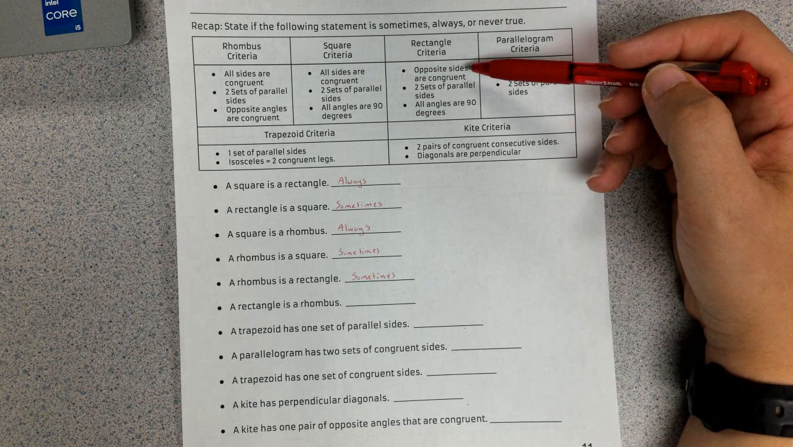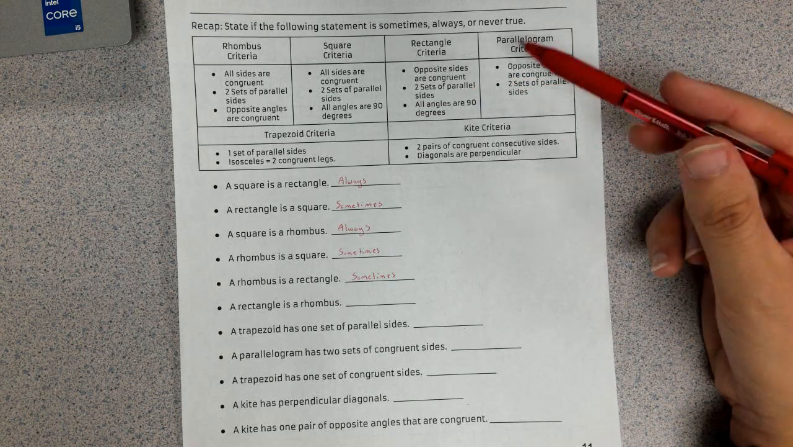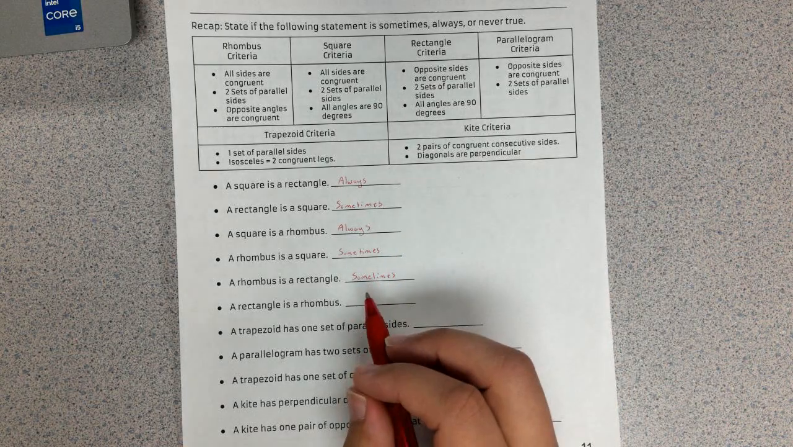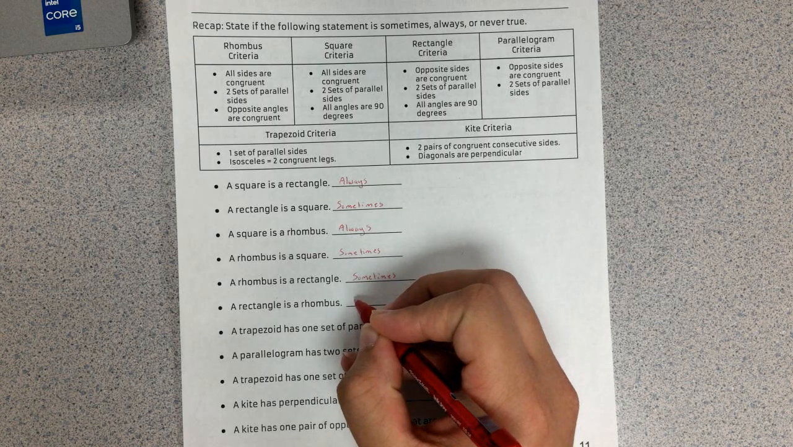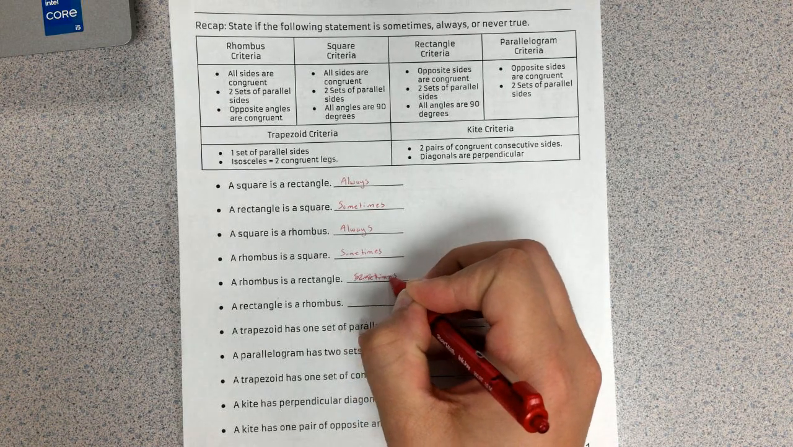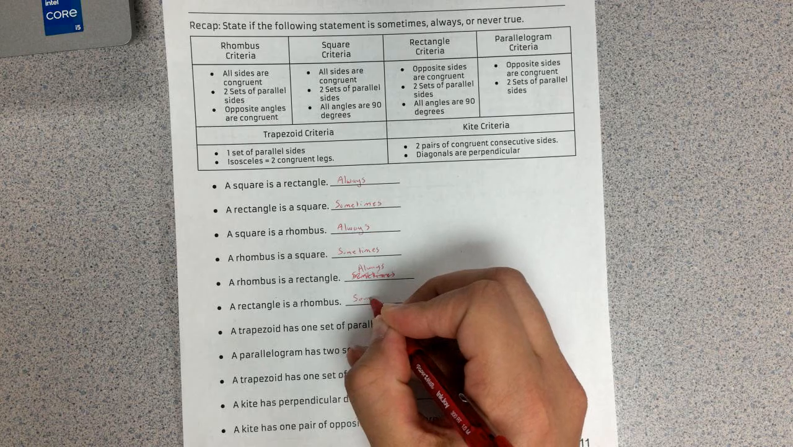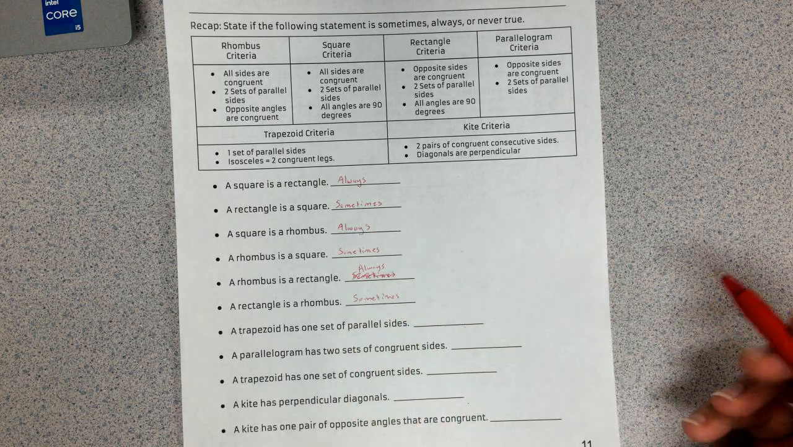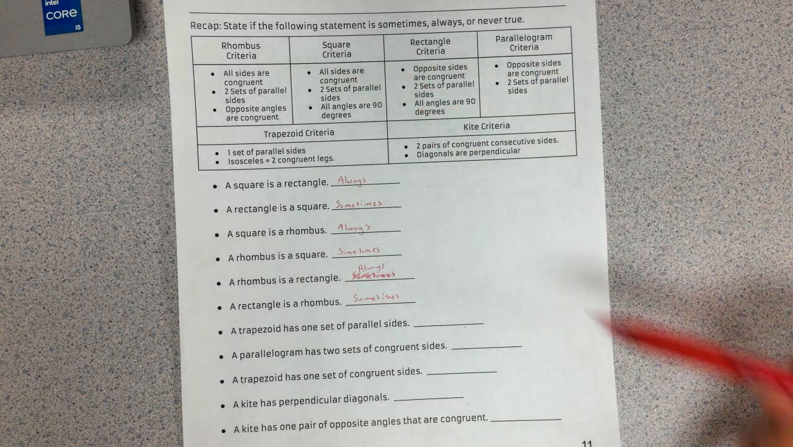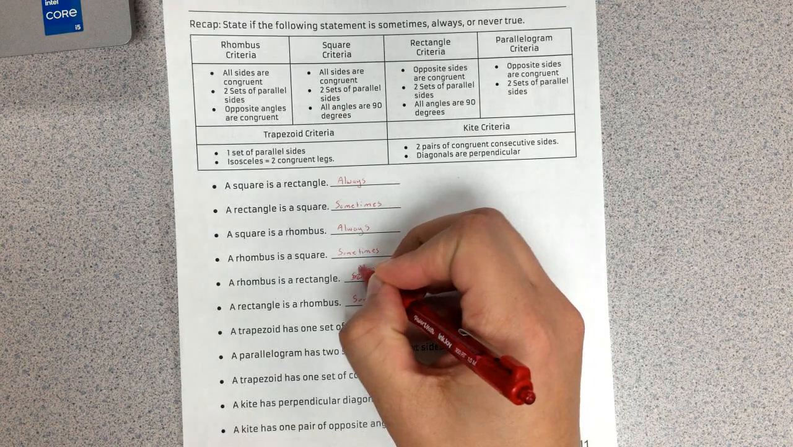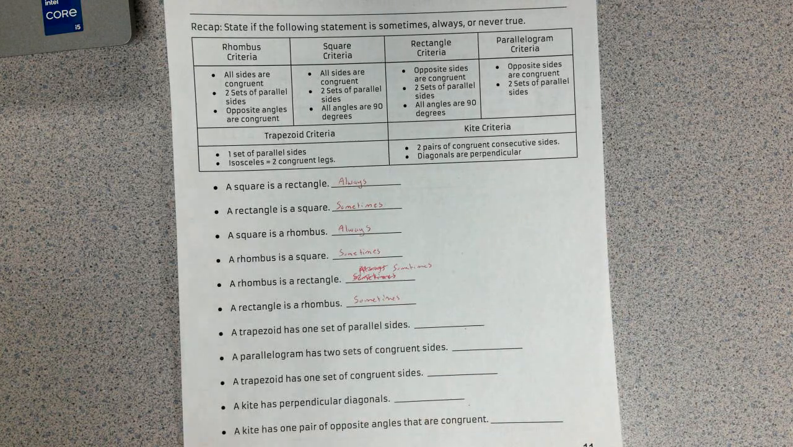Now, a rectangle, opposite sides are congruent, two sets of parallel sides, all angles are 90 degrees. Well, a rectangle is sometimes a rhombus, if the rectangle happens to be a square. Okay, but a rhombus is always a rectangle because it's always got sides congruent, two sets of parallel sides. Oh, nope, I lied. Rhombus is sometimes a rectangle. Okay, I was right the first time, sorry.